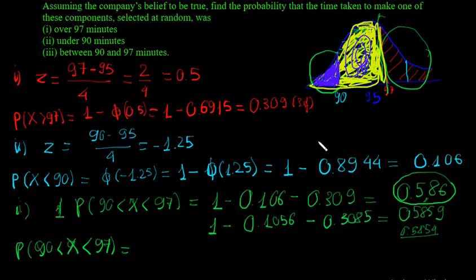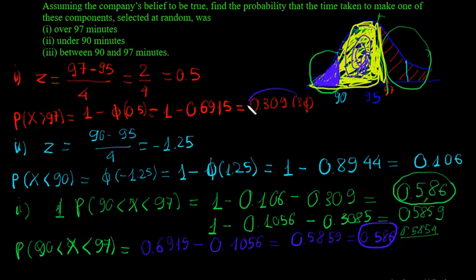So now let's take a look. The area of the yellow one, phi of 0.5, equals 0.6915, minus the blue area, which we know is 0.1056, which is equal to 0.5859, rounded to 0.586. This is our final value. Here is the answer for this question.